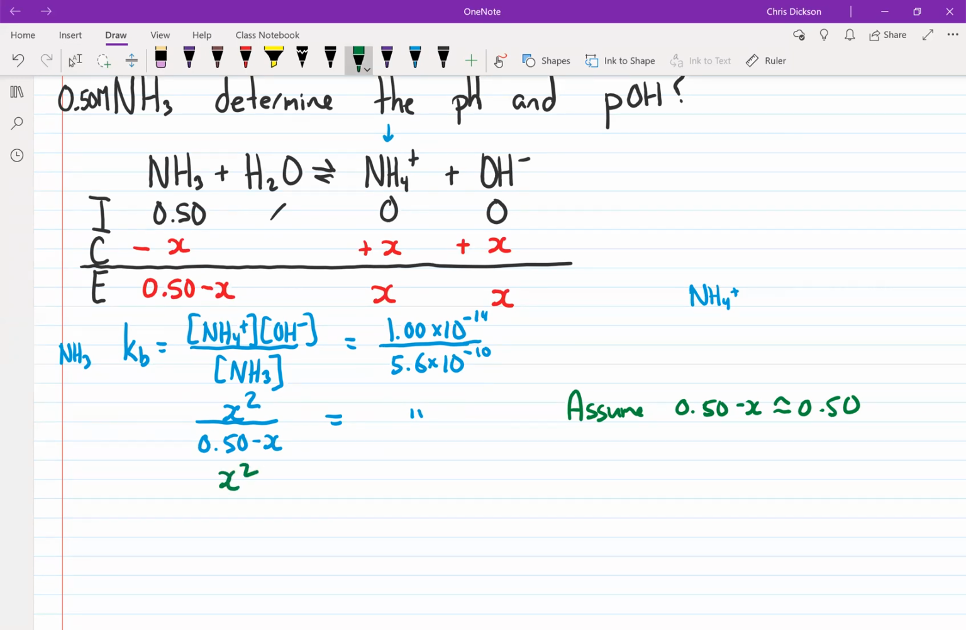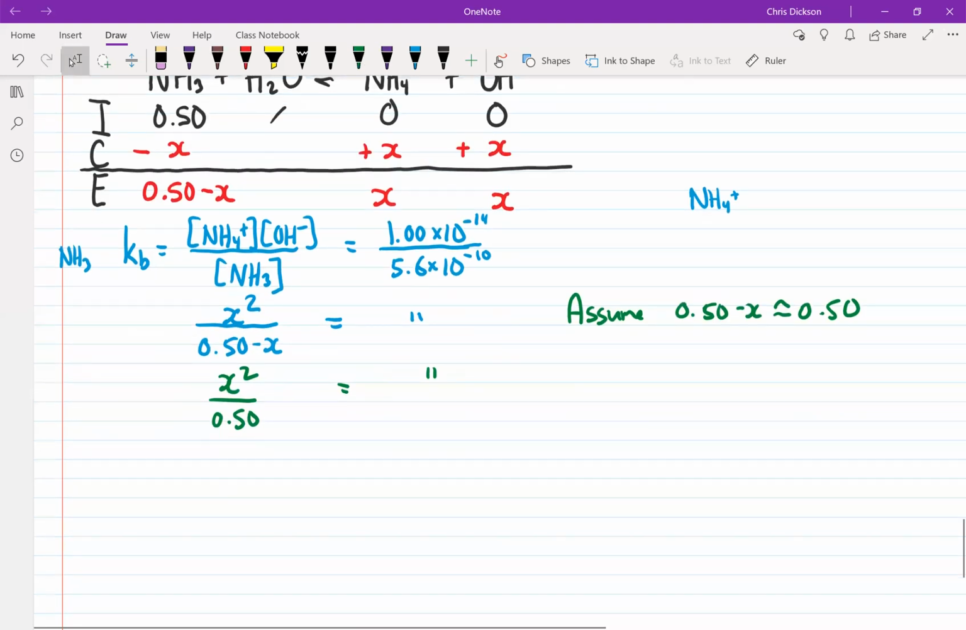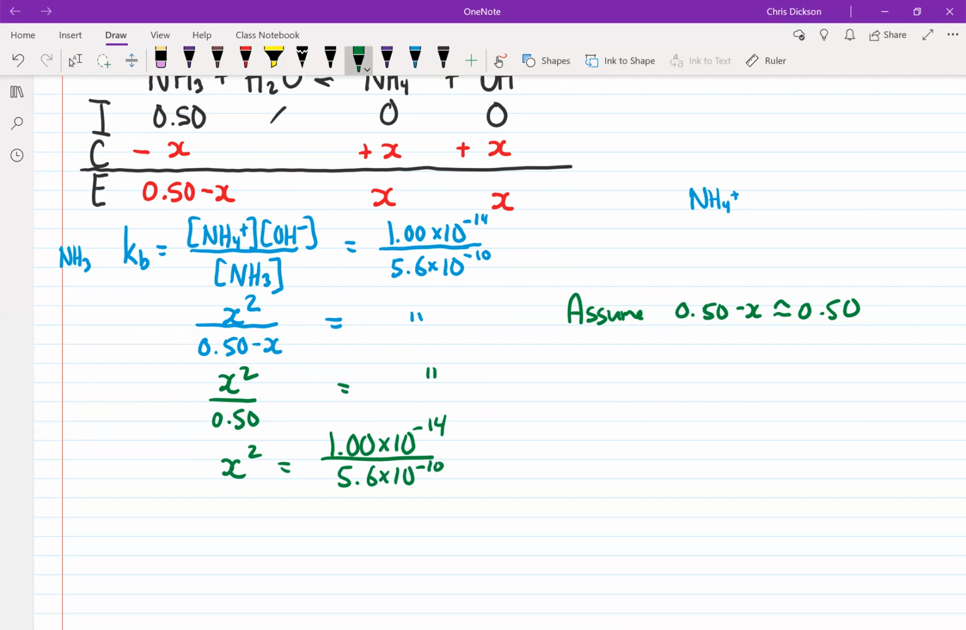So we're going to say x squared all over 0.50 is equal to this number. So what I'm going to do is cross multiply. Now I'm going to write out the numbers again. So 1.00 times 10 to the minus 14, and I'm going to divide that by the Ka of NH4 plus, which is 5.6 times 10 to the minus 10. And then I'm going to square root both sides of the equation to get x. So I just do this as a single calculation, so I'm not trying to carry numbers and maybe round a number the wrong way. So I just do it as one big calculation.